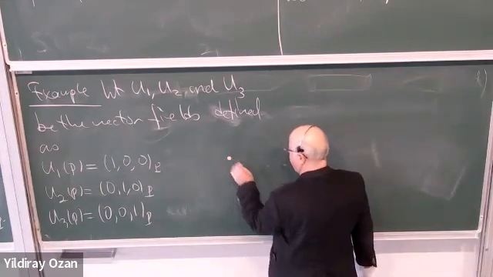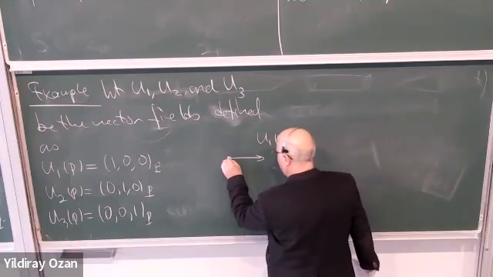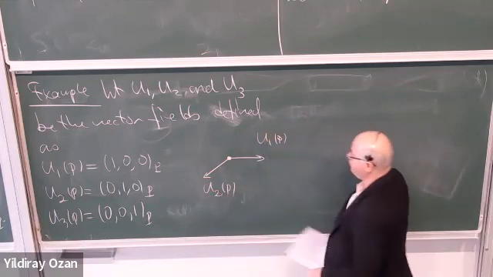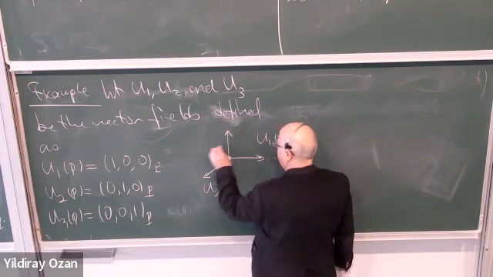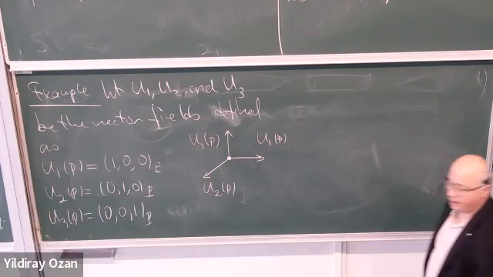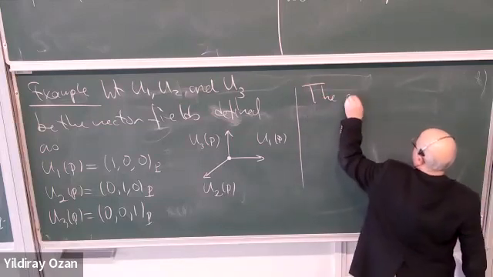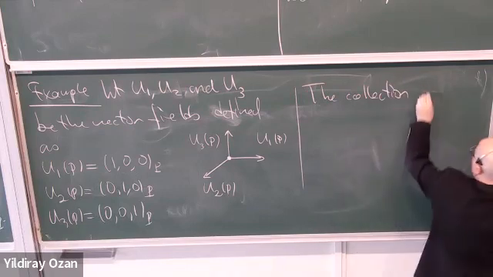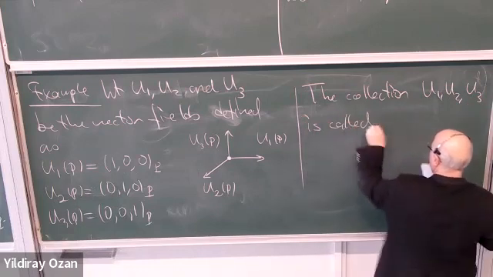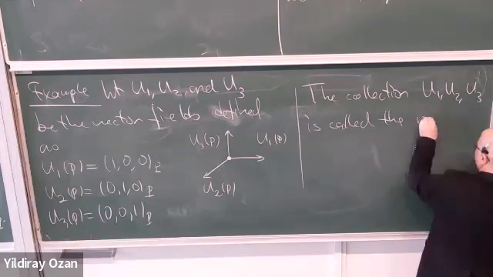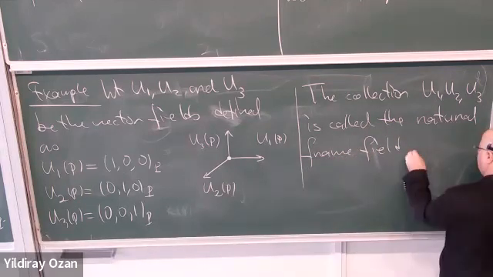At any point, U1P is this one, U2P is this one. This is the unit vector in the x direction, this is the unit vector in the y direction, and this is the vector in the z direction. Okay, these are constant vector fields. The collection U1, U2, U3 is called the natural frame field on R3.